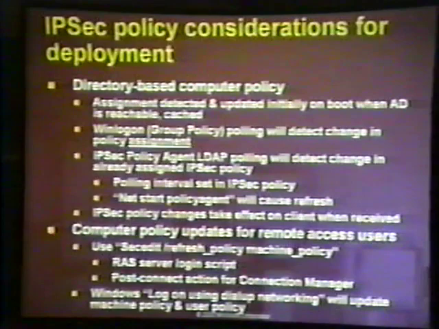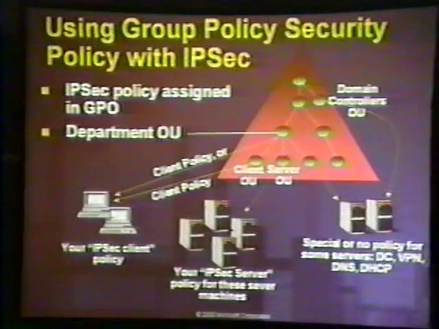In the IPSec policy, I didn't show you, but in the general tab, you define how often it polls for IPSec policy changes. For group policy changes, there are two types of changes. One is assignment, right? In this hierarchy, you can have different policy assigned. You can have a change in that. Or you can have a change in the actual IPSec policy details that are already assigned, okay? So two types of polling. WinLogon does polling for group policy assignment changes.